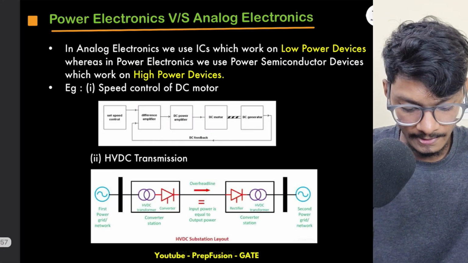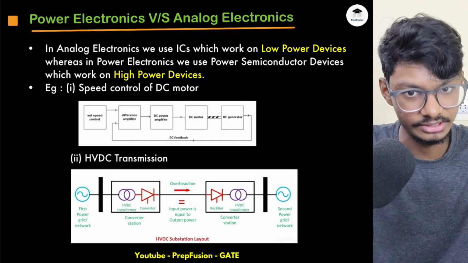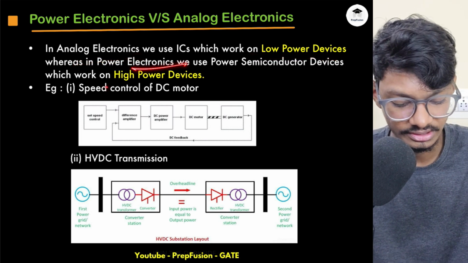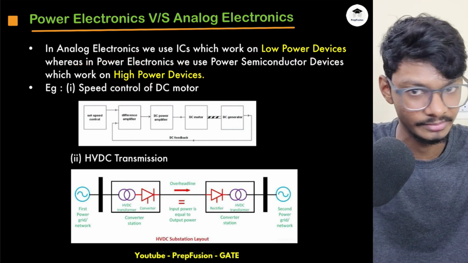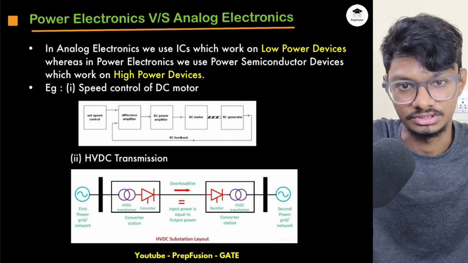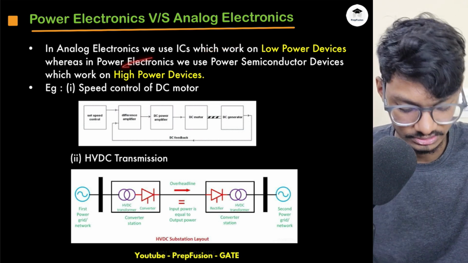So what is the difference between power electronics and analog electronics? I have mentioned it previously as well. Analog electronics mainly works for low power devices. Power electronics mainly works for high power devices. Electrical people make power generation, substations, all those things, so we work in high voltage, and analog electronics people work in low voltage, ICs and all those things.